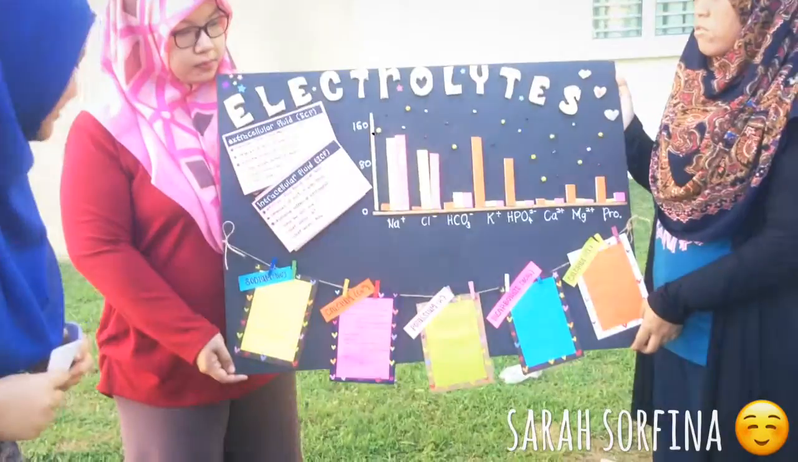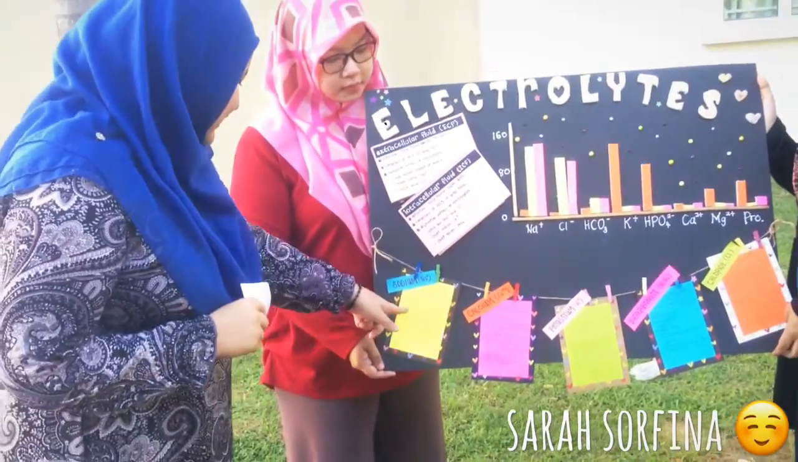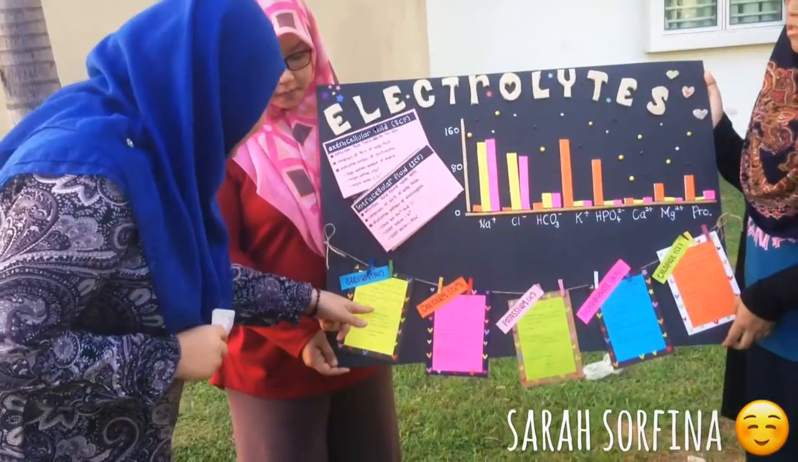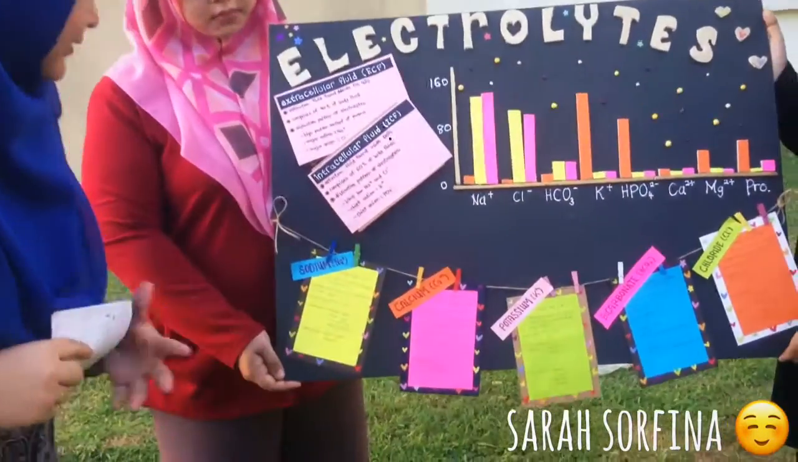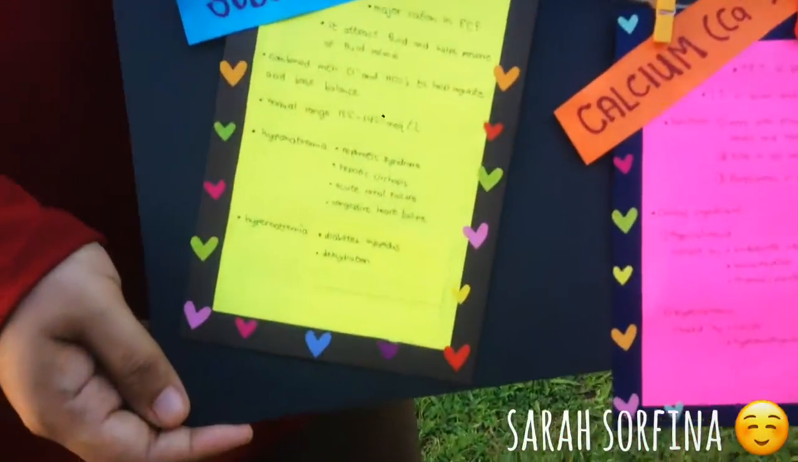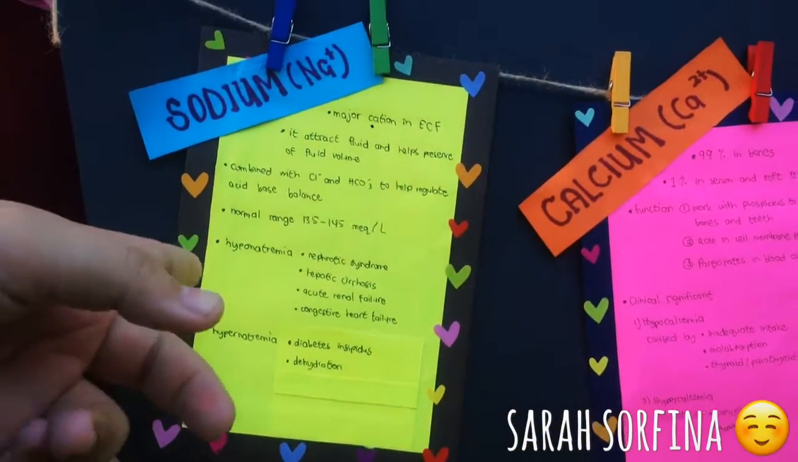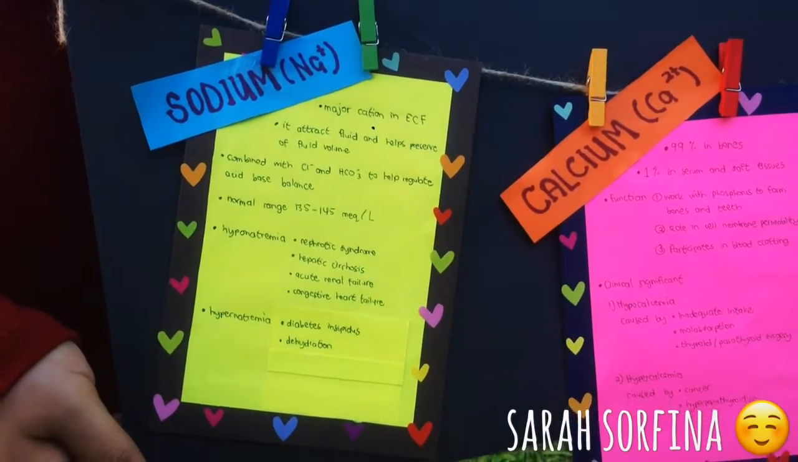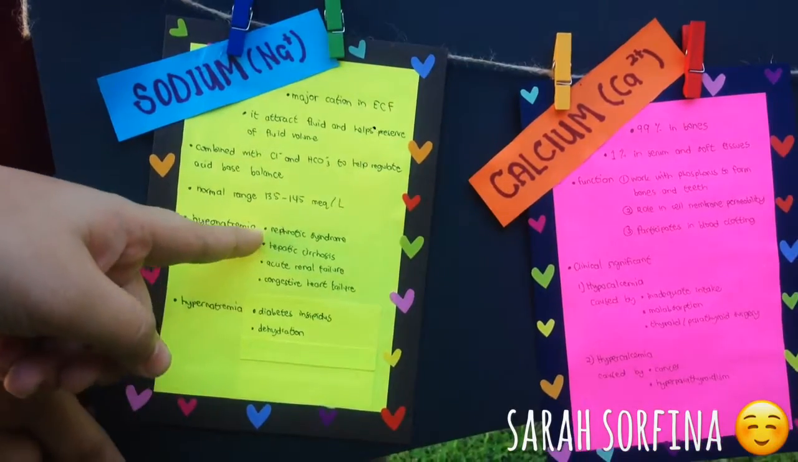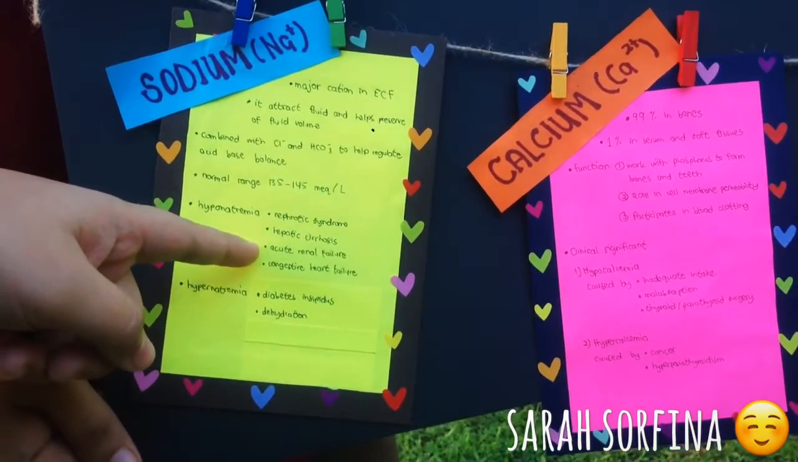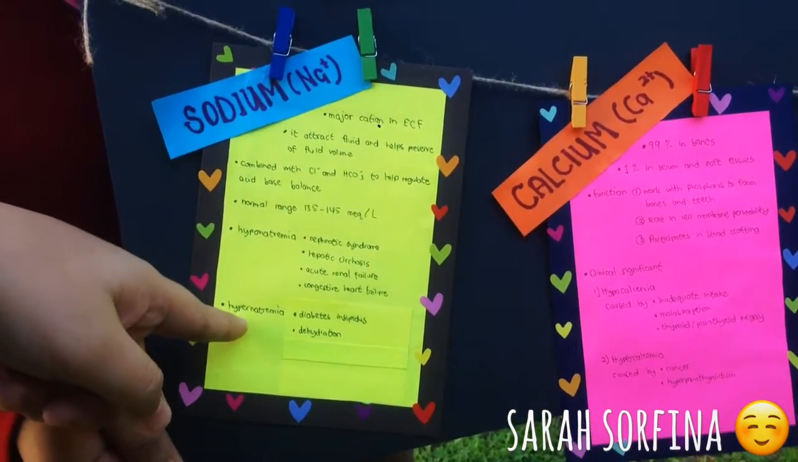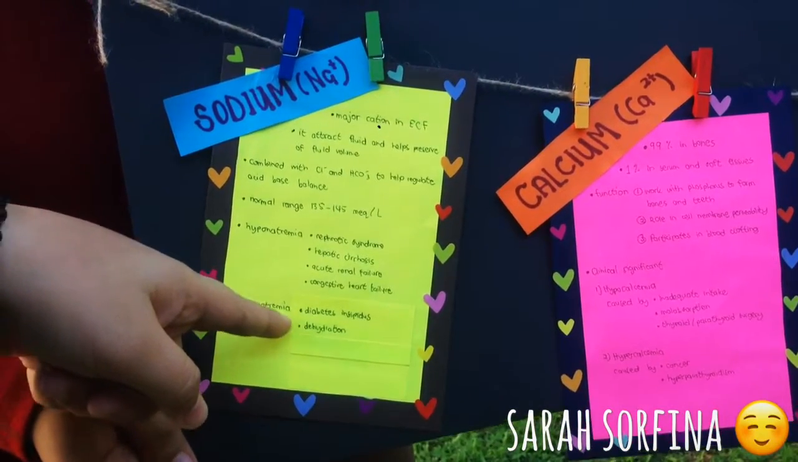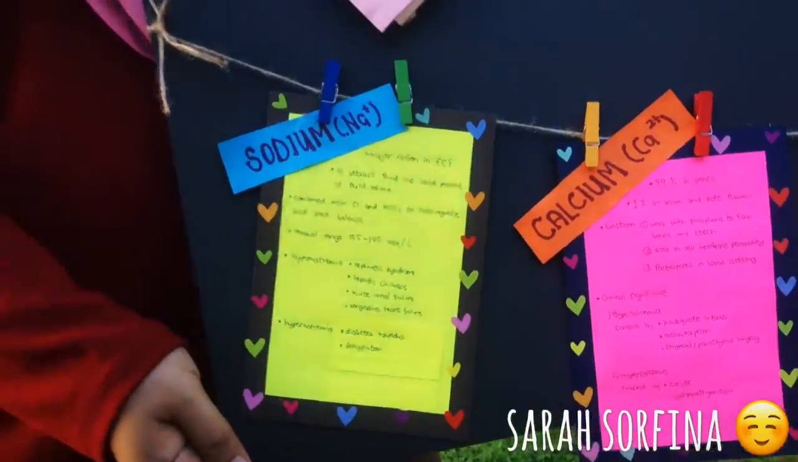The normal range for sodium is 135 to 145 mEq per liter. The clinical significance for sodium is, if low, it can cause nephrotic syndrome, hepatic cirrhosis, acute renal failure, and congestive heart failure. While if high, sodium will cause diabetes insipidus and dehydration.